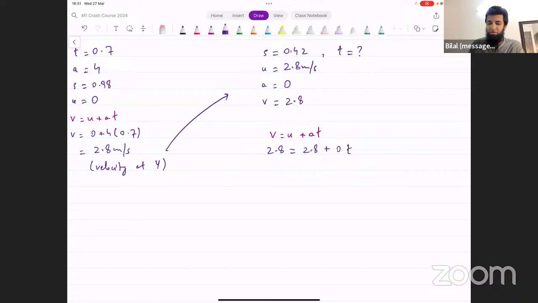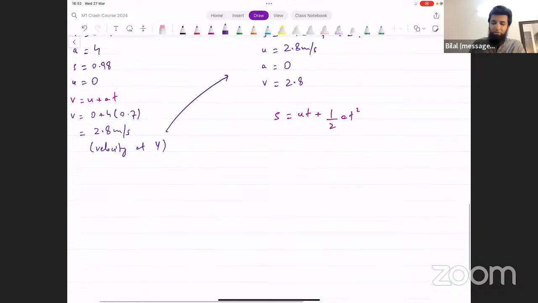Okay, sorry, this is not going to help because time is going to get eliminated. So we need to use some other equation. What other equation can we use? s equals ut plus half at squared. You could use that. What does that give you?